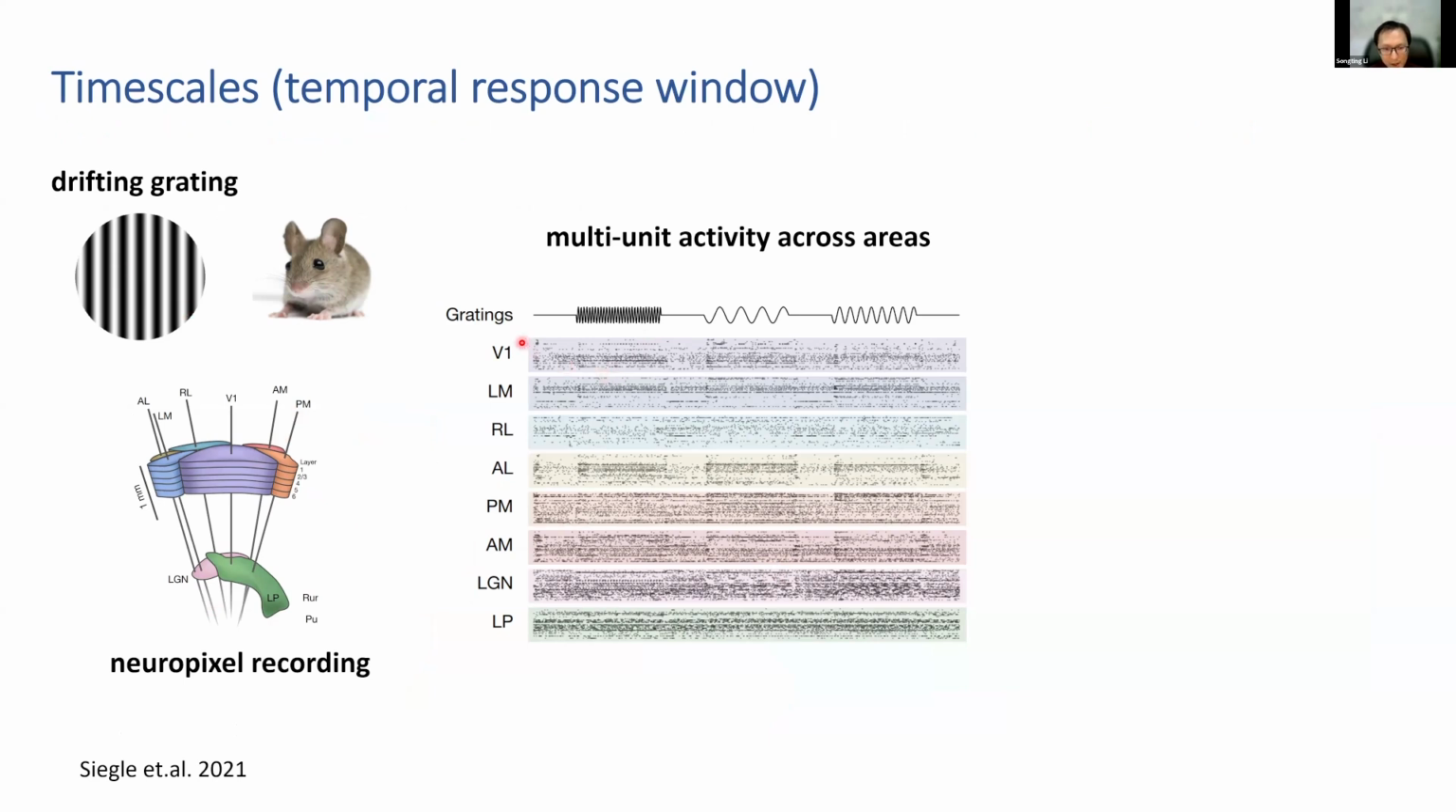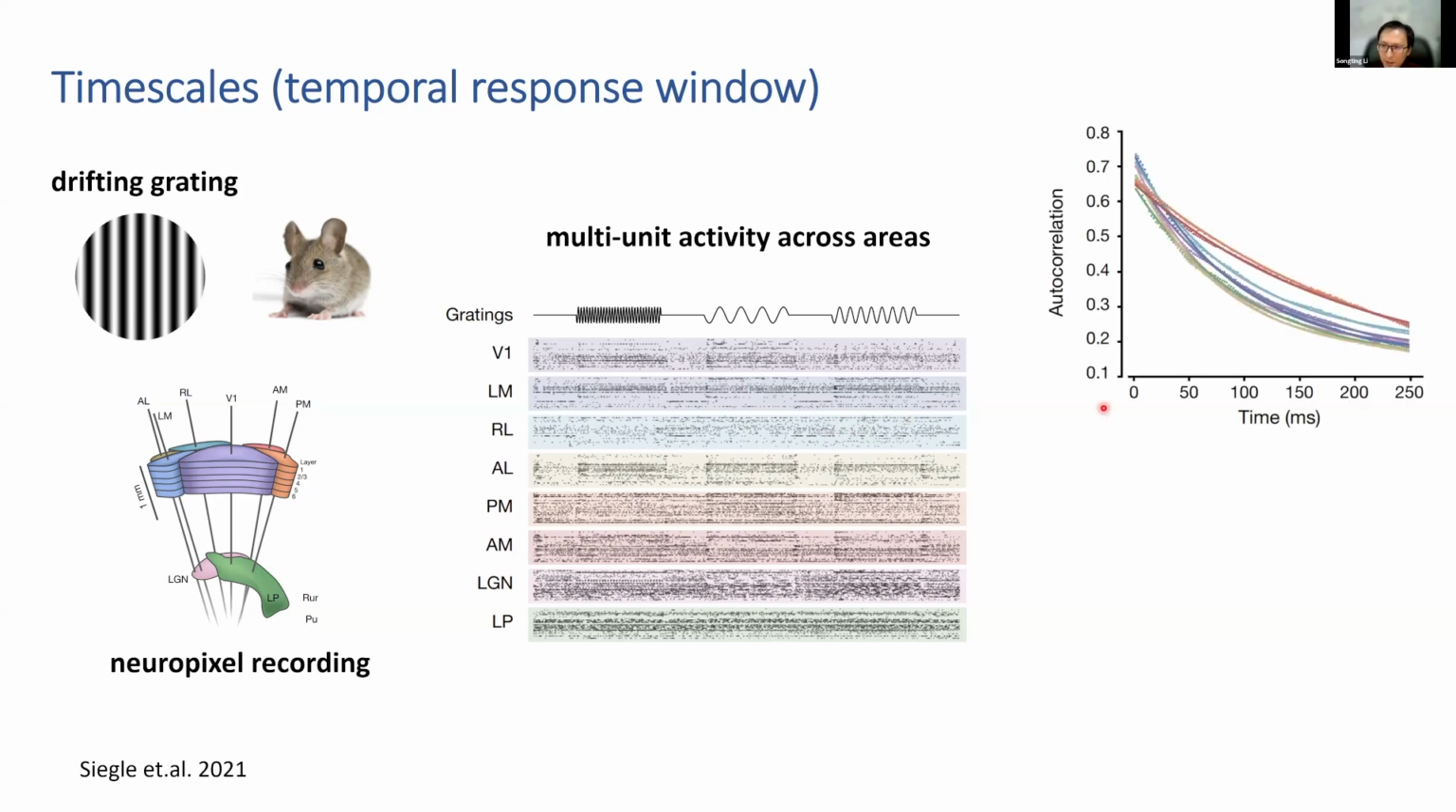And here are the raster plots of neural activity. The x-axis is time and the y-axis is the neuron index. We can see that for these 8 areas, the neural activity shows different patterns. If we want to study the temporal response of these visual neurons, we can compute the autocorrelation of the neural activity in each area, and then average. Here, each color corresponds to a different area, and it's the population average autocorrelation function. We can see they actually have very distinct decay rates.